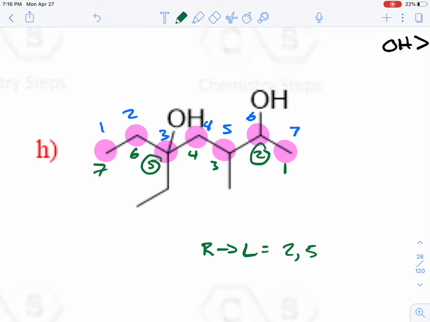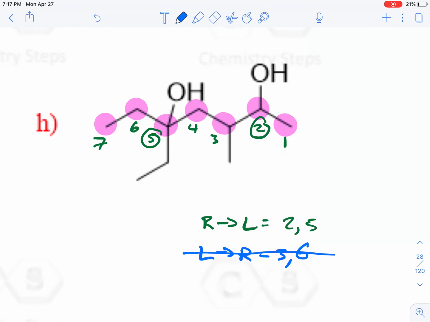And so if I look at my numbering system in blue, going from left to right, I have an alcohol on carbon 3, and I have another alcohol on carbon 6. And so it looks like this numbering system, the one in blue, is incorrect, just because it has a higher value than if we go from right to left. Okay. So I'm going to go ahead and erase all of this, and I'm going to keep my numbering system in green.